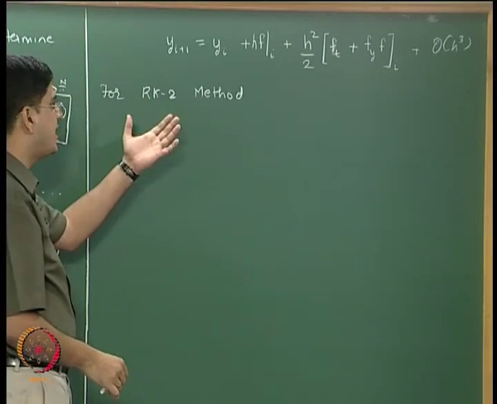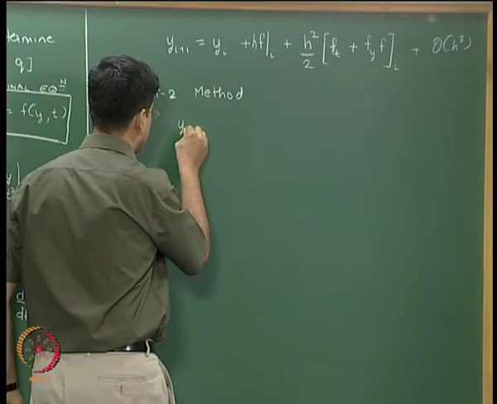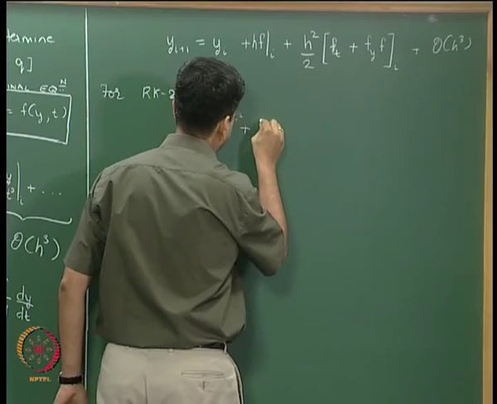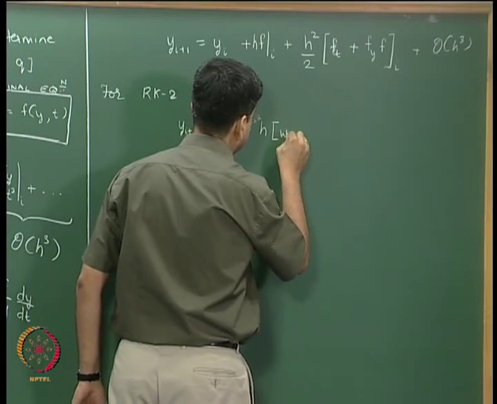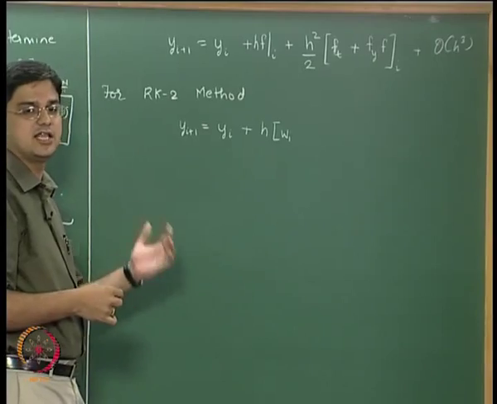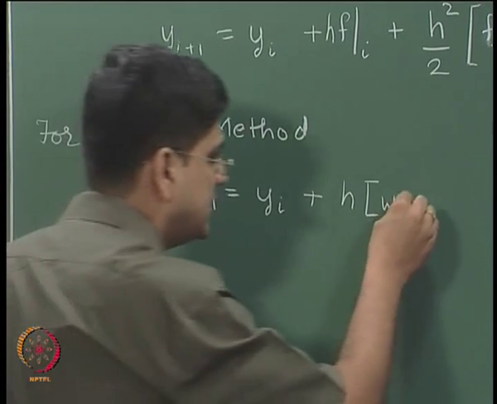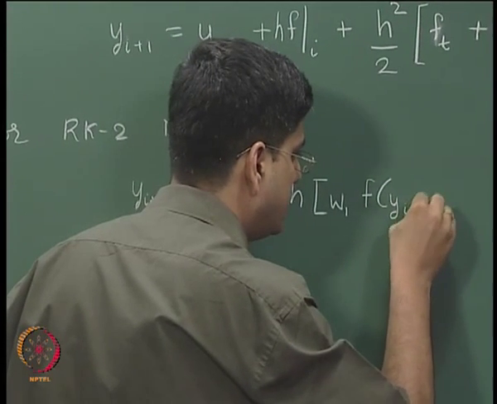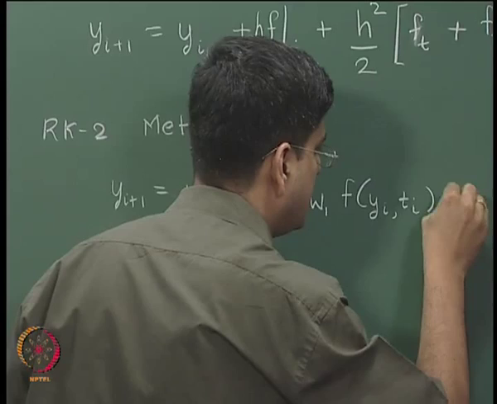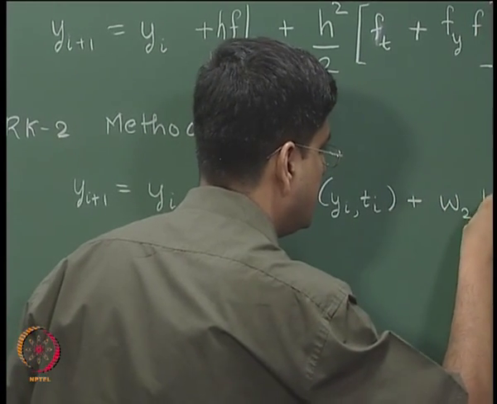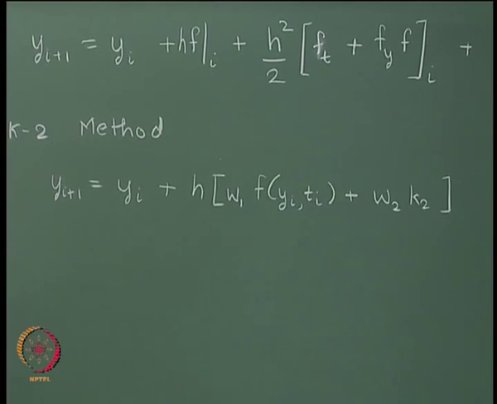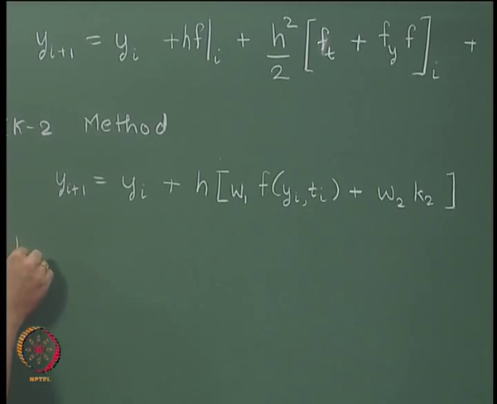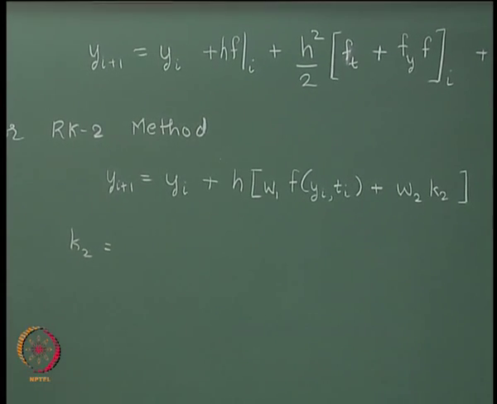Okay, for the RK2 method, yi plus 1 is yi plus h times w1 k1, and k1 was nothing but f computed at yi comma ti. So I will just write that down, f computed at yi comma ti, plus w2 k2. Okay, so this is what we have. Now k2, we will also write down the expression for k2.